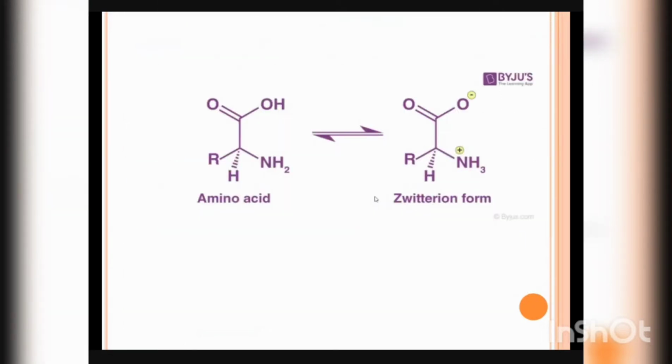Here in this structure, we can clearly see that the oxygen takes the electron of hydrogen and now the H plus ion is released in the aqueous solution. Now the lone pair of nitrogen attracts the H plus ion and NH3 plus is formed. So clearly, in the Zwitter ion form, we can see O negative and NH3 positive.